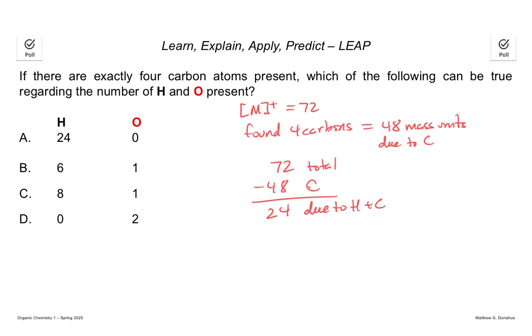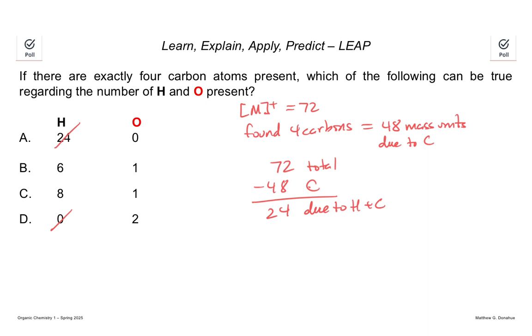Is choice A reasonable? So no, because for 4 carbon atoms, 4 times 2 is 8 plus 2, that's 10. The maximum number of hydrogens is 10. So that's got to be wrong. D has to be wrong, because we have to have some hydrogens. Now the choice is between B and C.